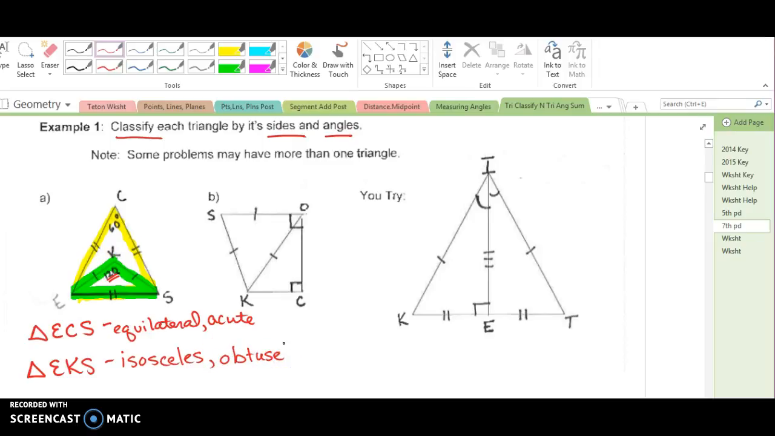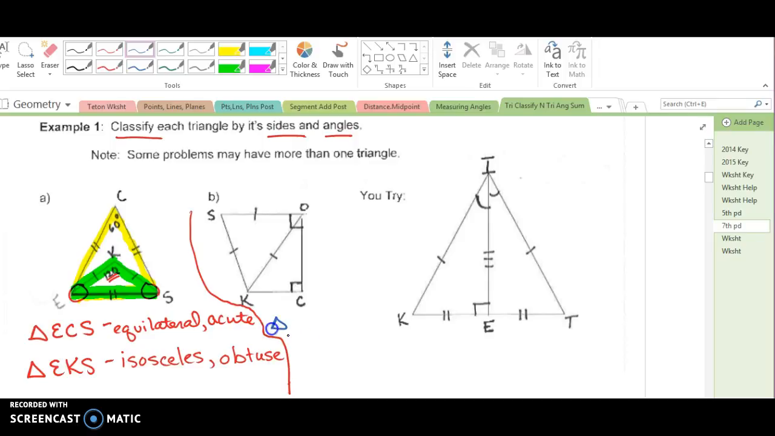Now, it throws people off sometimes that this is an obtuse triangle, even though the other two angles, here and here, those are acute. But it only takes one obtuse angle to make the whole triangle obtuse. Same thing is true for a right triangle. All right, let's move on to part B.